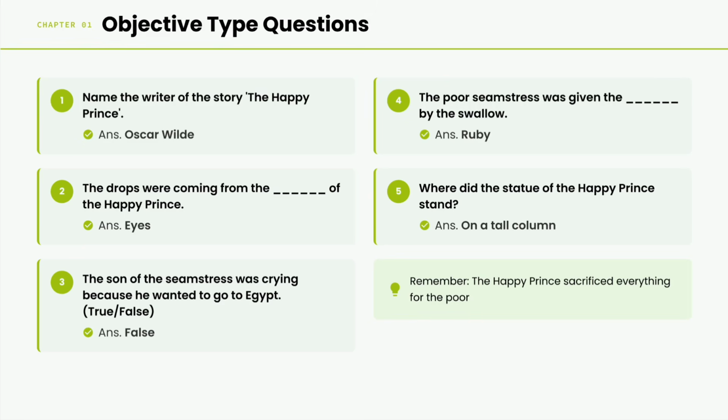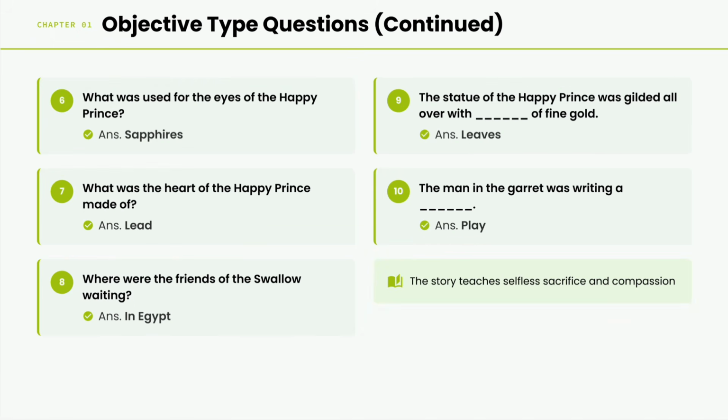Question 5. Where did the statue of the Happy Prince stand? Answer. On a tall column. Continuing with the objective questions. Question 6. What was used for the eyes of the Happy Prince? Answer. Sapphires. Question 7. What was the heart of the Happy Prince made of? Answer. Lead. Question 8. Where were the friends of the swallow waiting? Answer. In Egypt.